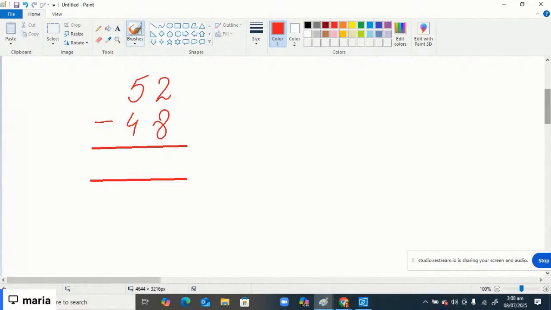Alright, now you guys tell me, 2 out of 8 is possible? No. So we take a borrow from the 5. 5 becomes 4 and this 2 becomes 12. Okay, so we borrow 1 from the 5. Now 12 minus 8. So let's count it. Draw 12 lines.